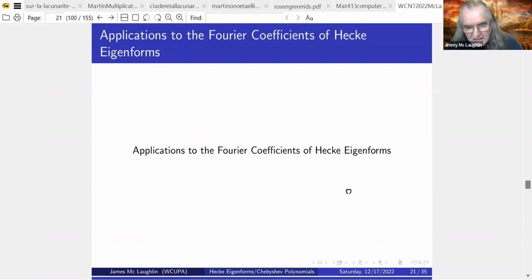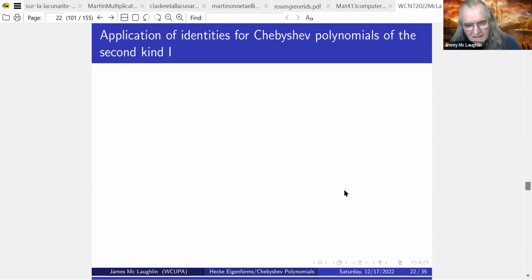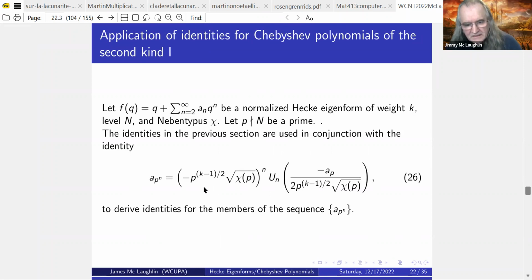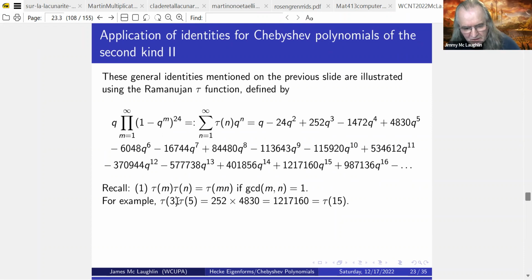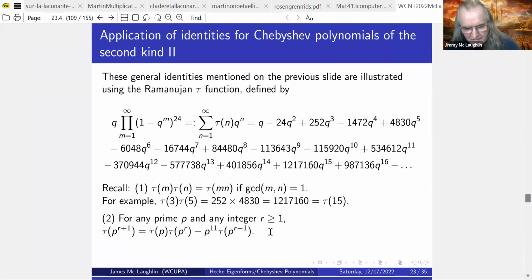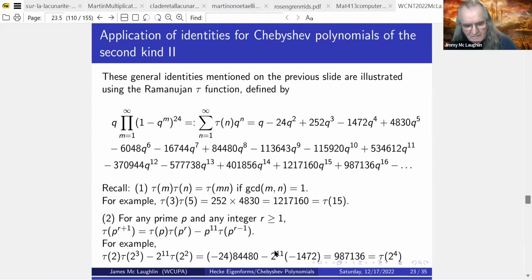All right, so in the last few minutes, I just want to say what we can get by applying those identities for the Chebyshev polynomials. We use this connection between the a sub p to the n and the Chebyshev polynomials. Now, I'm going to illustrate these identities using the Ramanujan tau function, that's the 24th power of f sub 1 multiplied by q. Just to recall, these coefficients satisfy the multiplicative property. For example, if you multiply tau of 3 and tau of 5 together, you get tau of 15. And they also satisfy this recursive relation on prime powers. Again, here's an illustration of that for p being 2.